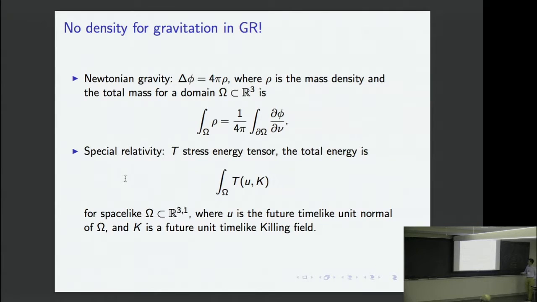In special relativity, you also have a stress-energy tensor as a matter density. If you want to calculate the total energy intercepted by a space-like region in Minkowski space, you can just form this flux integral here, where u is the future time-like unit normal of omega, and k is a future unit time-like Killing vector field. In fact, you can use this formula to define all conserved quantities simply by replacing this Killing field. For example, if you use a rotation Killing field, you're going to get angular momentum. If you replace it by a boost vector field, you're going to get center of mass.